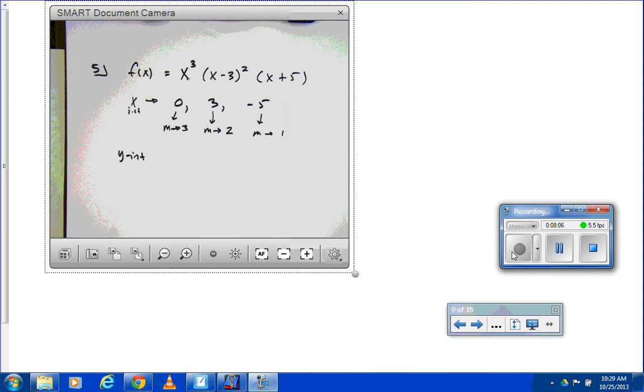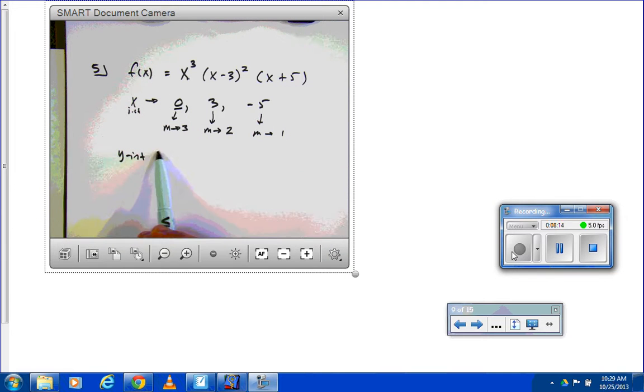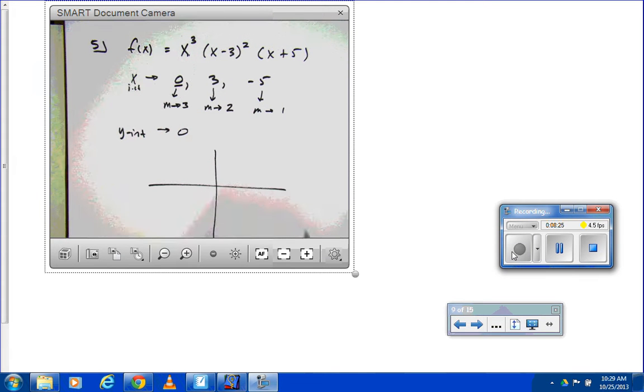Okay, y-intercept is where x is equal to 0, or we can spot this. If we have an x-intercept of 0, then we'll have a y-intercept of 0. All right, so it's going through the origin. So we got 0, 3, negative 5.